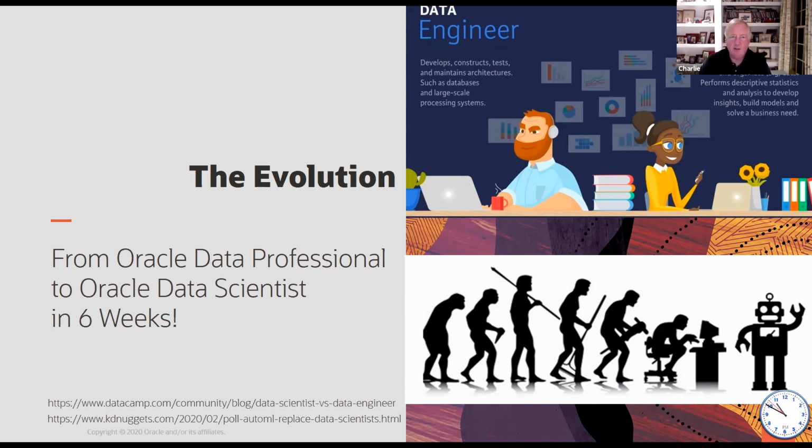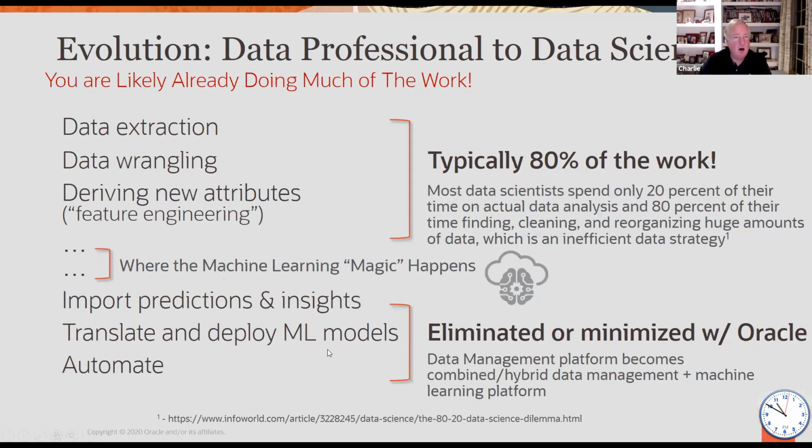So what I have is an approach to evolve yourself and pick up these skills if you don't already have the machine learning skills. The main gist of this is that it's not so hard because you're probably already doing much of the work. In any machine learning problem, 80% of the work is data extraction, data wrangling, deriving new variables, cleaning the data, all that kind of stuff. We do a lot of that automatically for you, and I'll cover it in more detail in a minute, but you're probably doing a lot of the grunt work already.